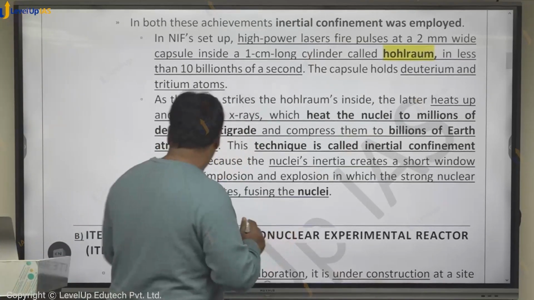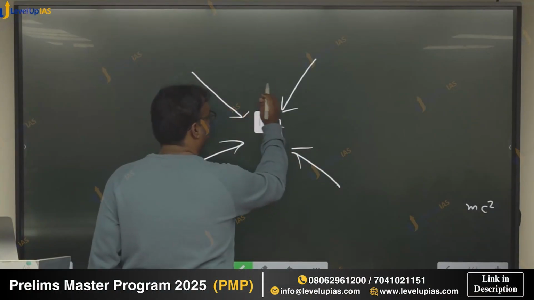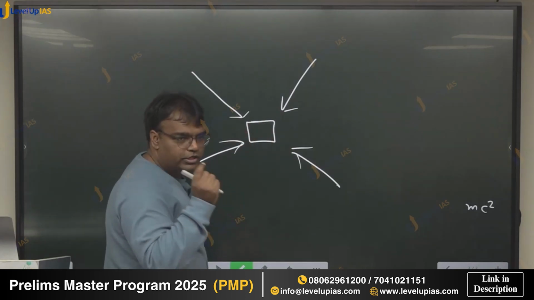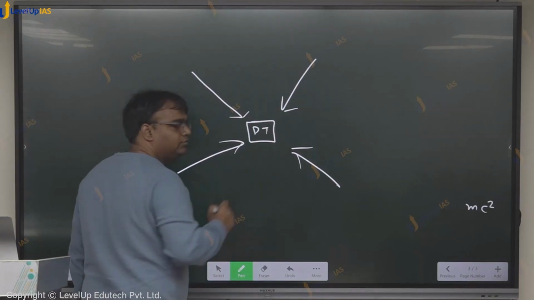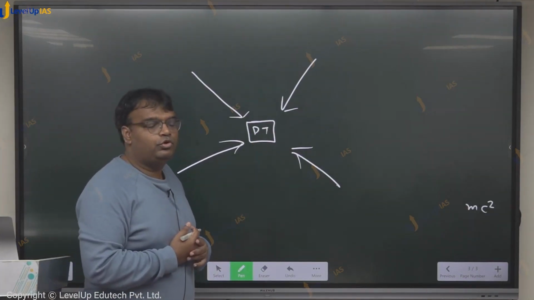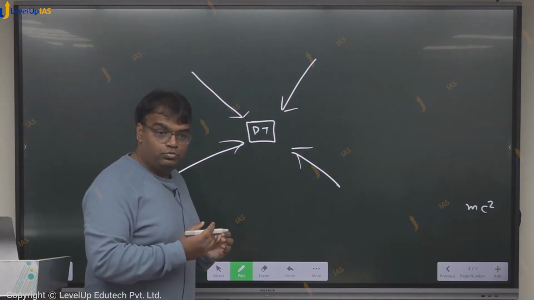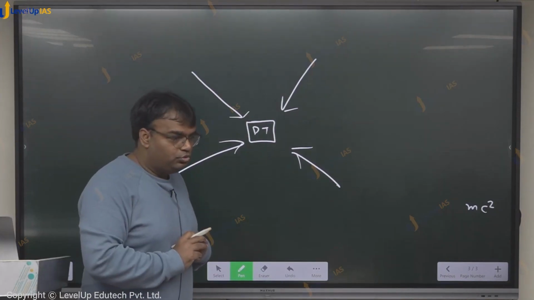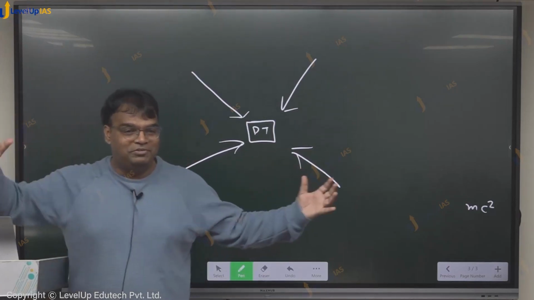Now look, basically what you want is, this is your, let's say, capsule within which you have some D and T kept. What you want is that it should be supplied a lot of energy. It will go to millions of degrees Celsius of temperature, only then fusion will be possible. It should go to millions of degrees Celsius, and at that time, it should not move away from each other.